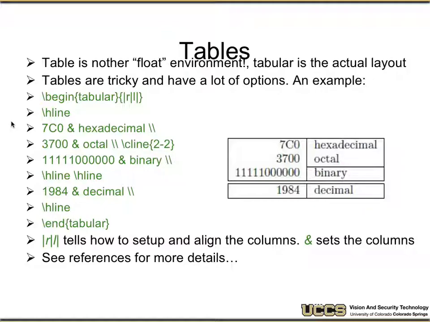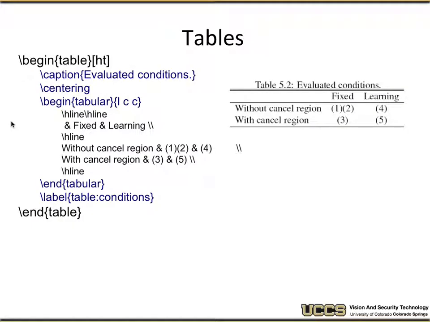You then have \hline, which says put a horizontal line. Then you have a bunch of data. This \cline says to draw a line between only column 2. There's a whole bunch of details. So in the references, if you really need to figure out how to do this, there are some websites that will generate tables and figures for you. It's very, very powerful, but the more power you want, the more complicated it becomes to do.